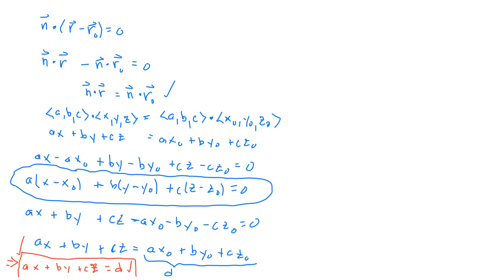And I guess what the book does is they call this D here. There's nothing wrong with what I wrote here, but if I want to be consistent with the book, it says Ax plus By plus Cz plus D equals 0. That's how they write the equation of the plane. Are there any questions on that?